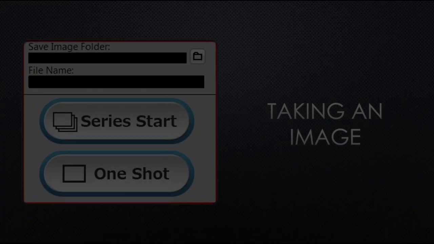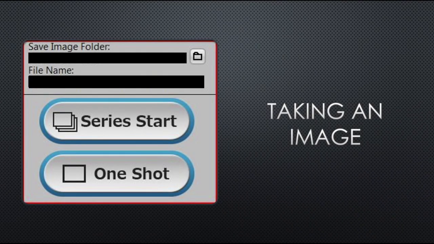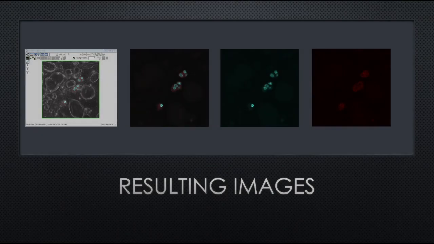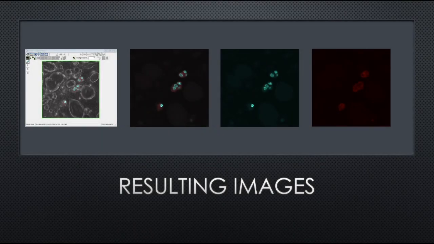After specifying an image folder and name, the image can be taken using the one-shot button. Series shots are when multiple images are taken at a time and are useful to create image series through the depth of a sample. These are all the images produced in a single shot. The first image shows all possible layers: phase contrast, Mitotracker, and DAPI. The buttons on the left can be used to toggle these layers on or off. This allows the production of clear images with or without DAPI and or Mitotracker.